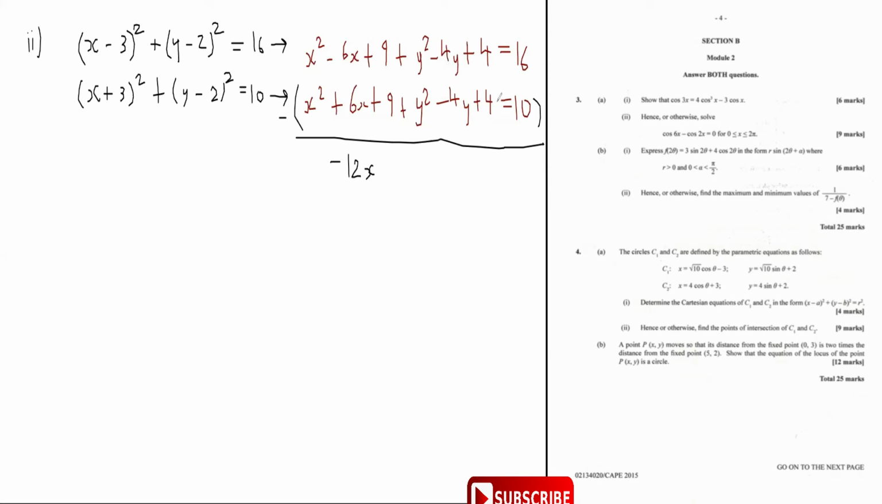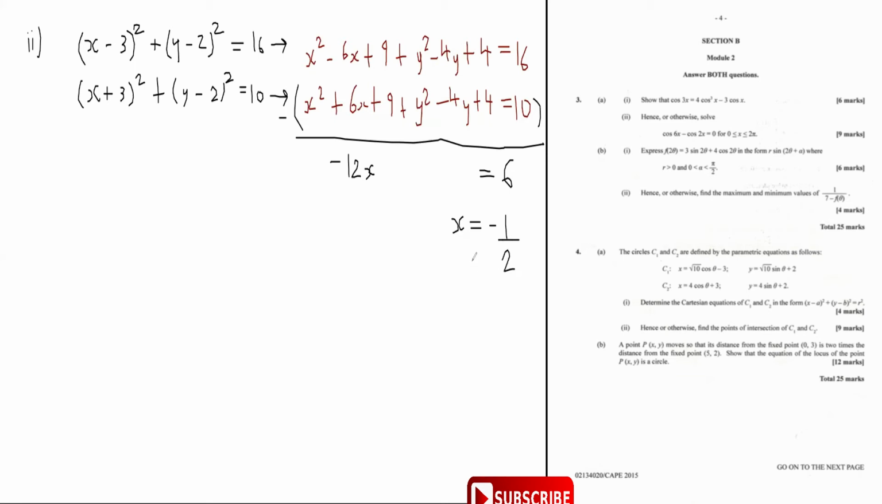4 minus 4 goes away too, and then 6 minus 10 is minus 4. So we get minus 12x is equal to 6. So we can divide through by minus 12 and say x equals negative a half.